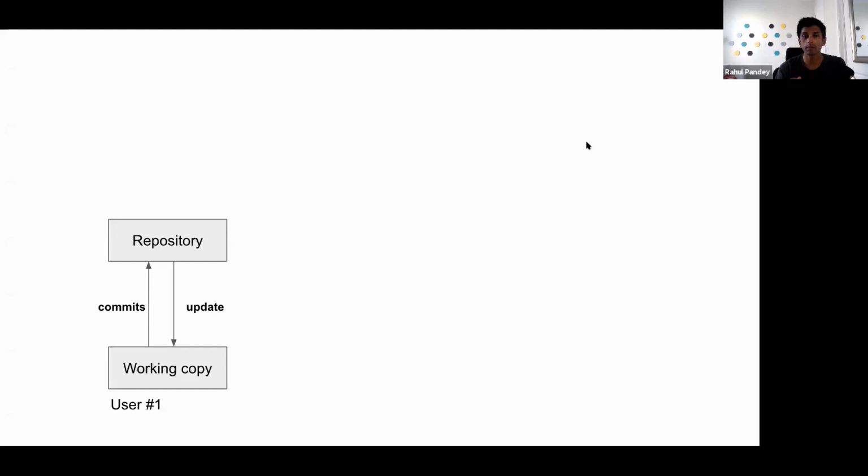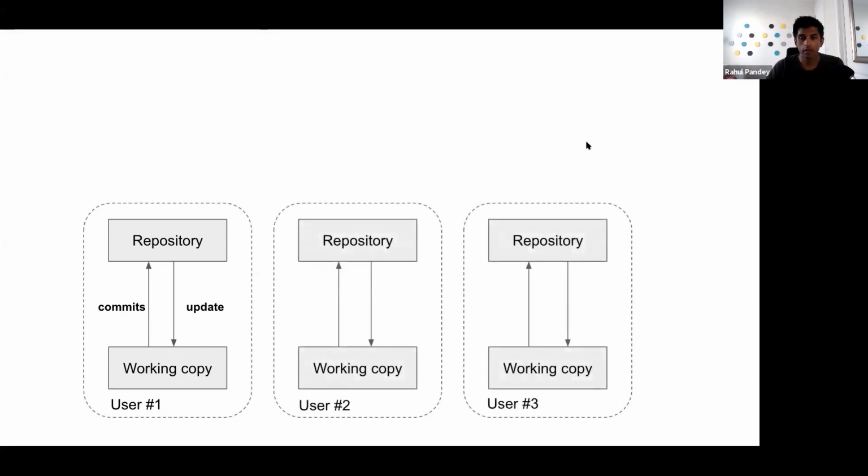And you can do git pull. Git pull basically means I want to get updates from the repository. The reason why Git is called distributed version control is that this diagram actually lives on every single person's computer. So all the other developers on your team will have a repository and a working copy as well.